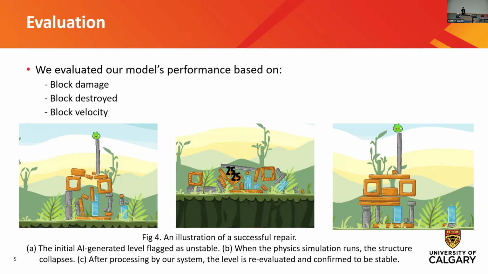For evaluating our model, we have three different metrics. Two of these metrics are the exact same metrics that were in the paper: block destroyed and block velocity. Block destroyed is how many blocks are destroyed after we load the level, and block velocity is whether the levels are stable or if they are moving after we load the level. The one that we introduced ourselves was block damage. We measure the total damage to the blocks.